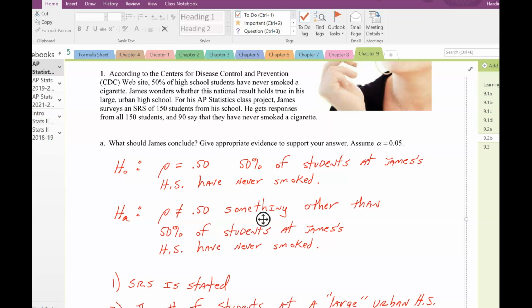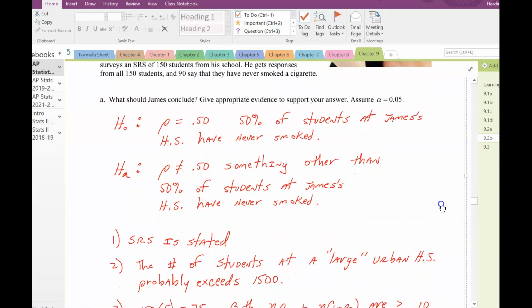So this is a case where we're going to be looking at extreme values on both ends of the sampling distribution. So when you're stating the null and alternate hypothesis, the null hypothesis would be that nothing is different about his high school. So the proportion is still 0.5. His alternate hypothesis then is just that the proportion is not equal to 0.5. Something other than 50% applies to his high school.